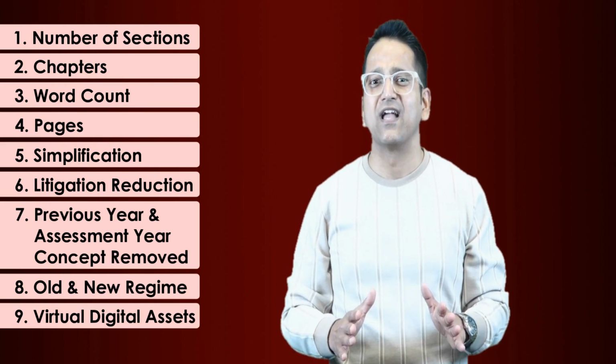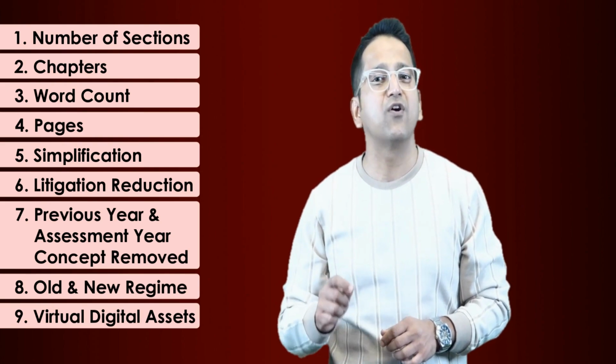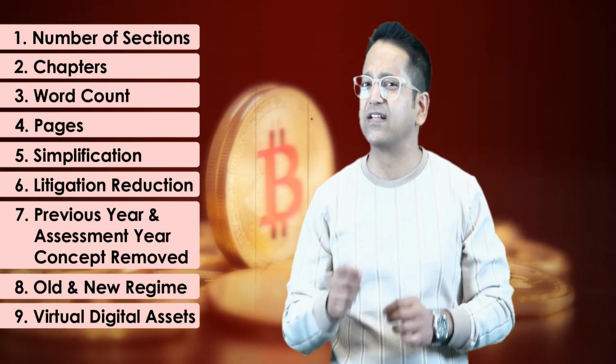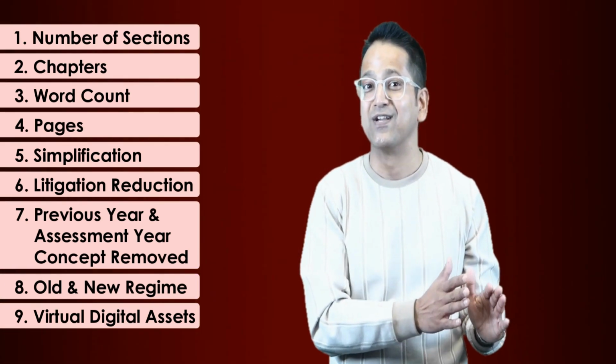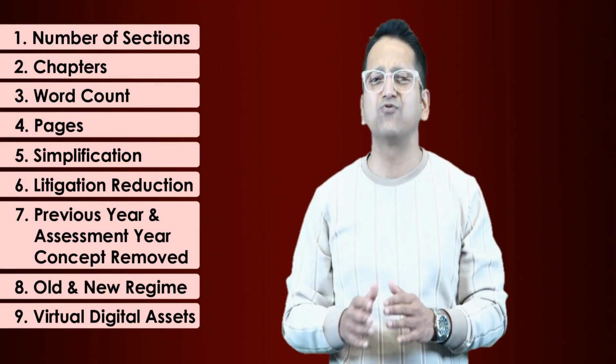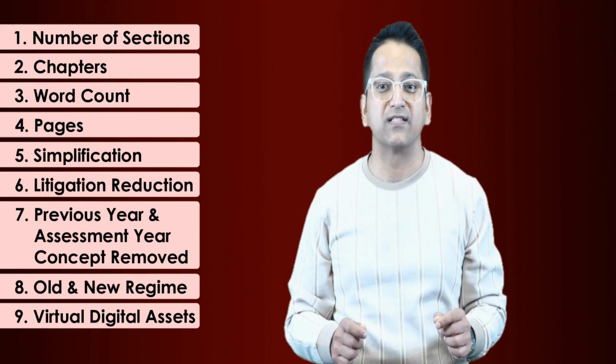Virtual digital assets have been included in the provisions of the new bill, like crypto and other things, which will be part of any undisclosed income in case you have not disclosed it. So besides money, bullion and jewelry, there's a separate provision for this as well.